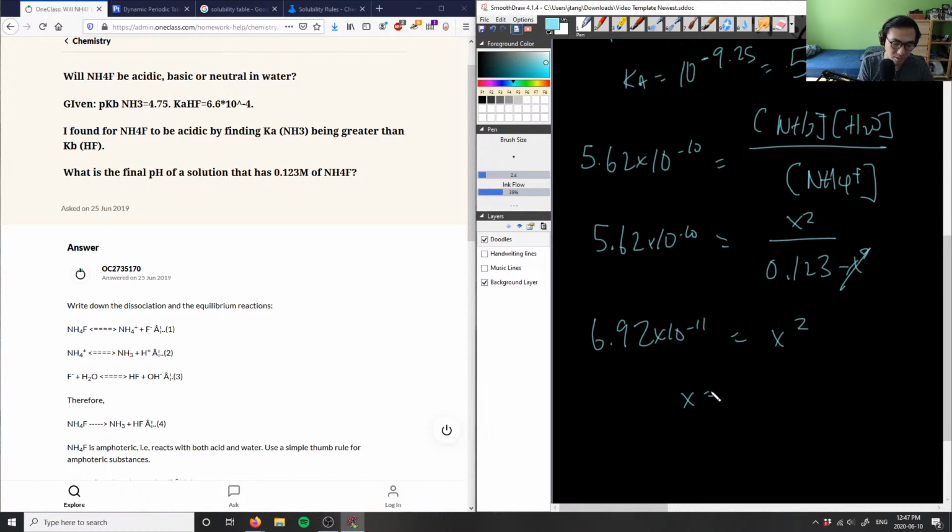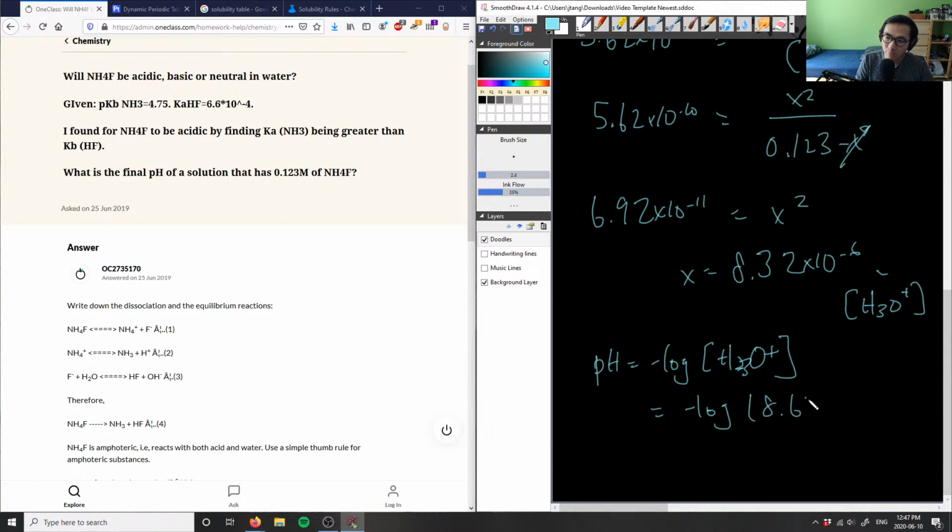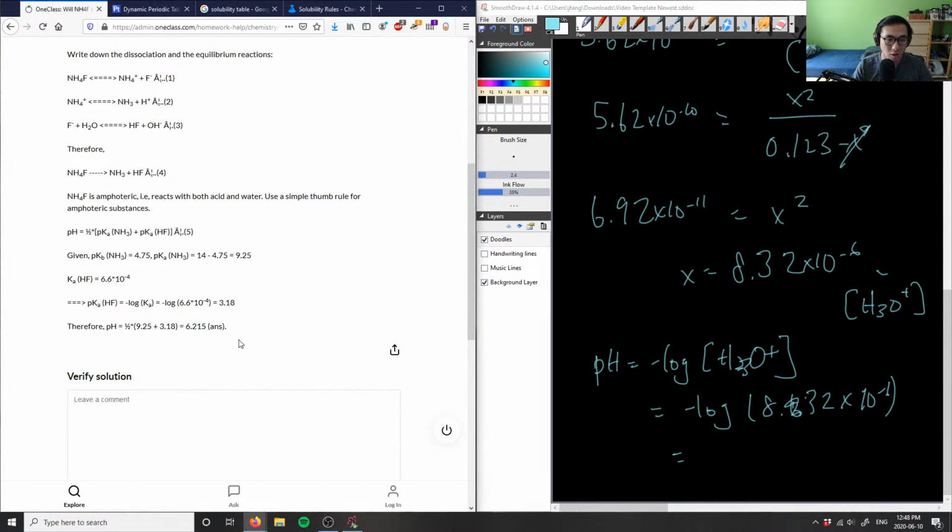And then we square root both sides to get our concentration of hydronium, which is 8.32 times 10 to the negative 6. And this will equal our concentration of hydronium, right? This is x for this compound. So we can do simply pH equals negative log of our hydronium here. This is going to equal negative log of 8.32 times 10 to the negative 6. This should equal our answer, which is 5.08 here, which is not what they got here.